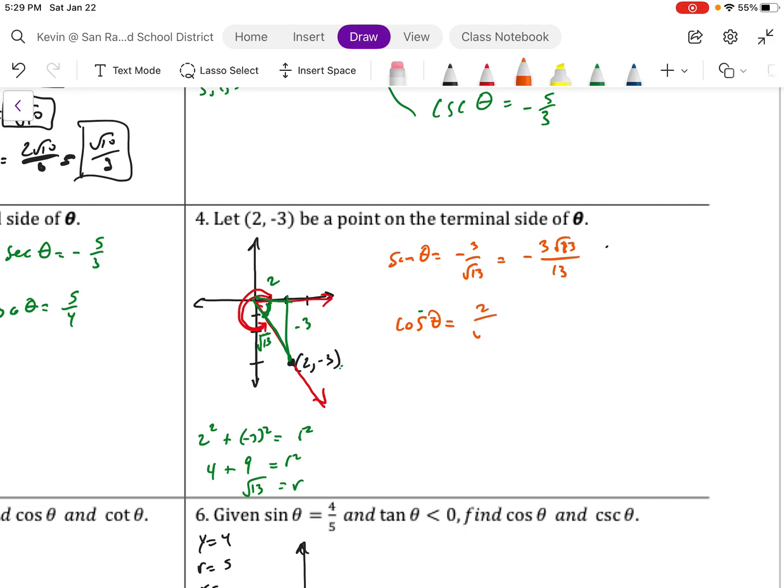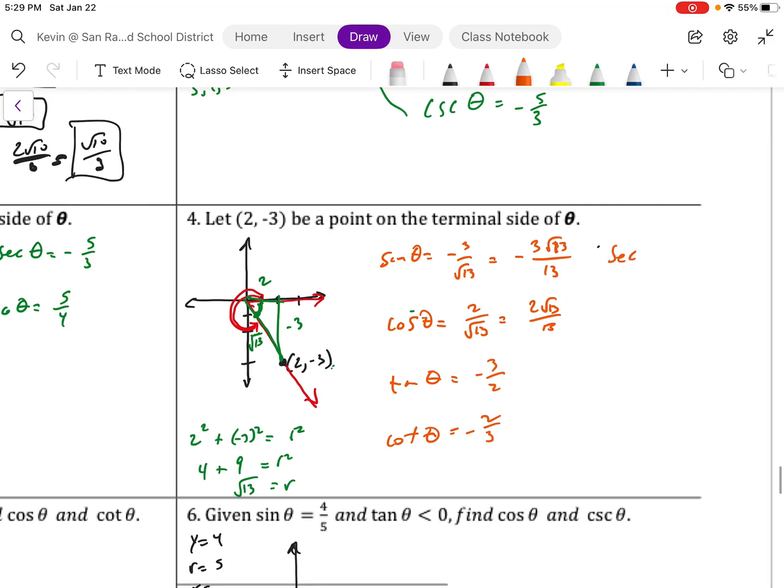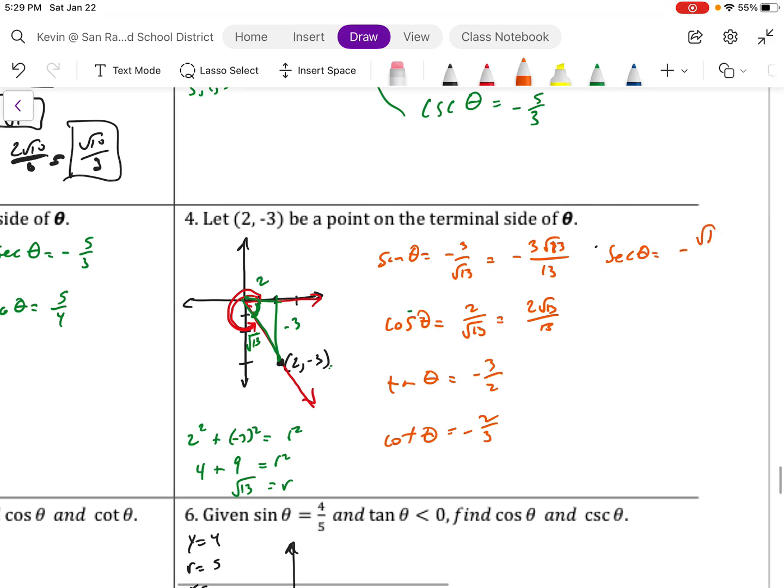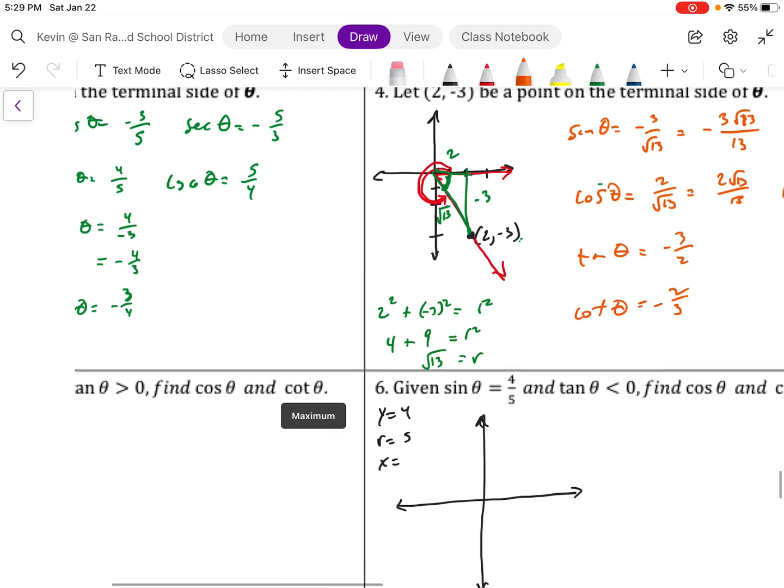Cosine theta, adjacent 2 over root 13, which is 2 root 13 over 13. Tangent theta, opposite negative 3 over adjacent 2. Cotangent theta, the reciprocal, negative 2/3. Secant theta is the reciprocal of our cosine, so it's going to be root 13 over 2. And lastly, cosecant theta, reciprocal of sine, so that's going to be negative root 13 over 3.